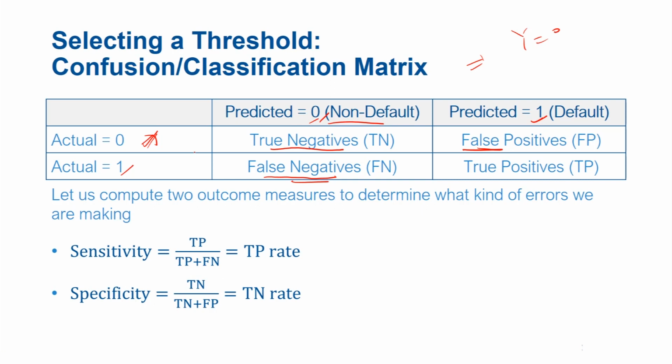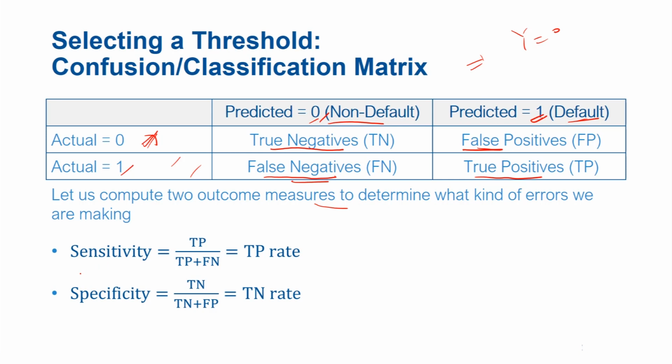And conversely, those that are actually ones and also predicted as ones, that means defaulters correctly predicted as defaulters, are considered true positives. Now, this matrix is often referred to as classification matrix or confusion matrix, and various efficiency or accuracy measures to understand the accuracy of a classification algorithm like the Logit model are derived from this matrix. Let us look at two very important parameters that are derived out of this matrix.